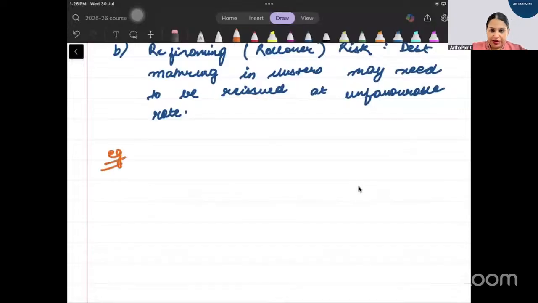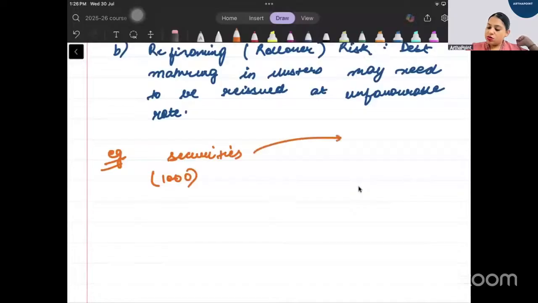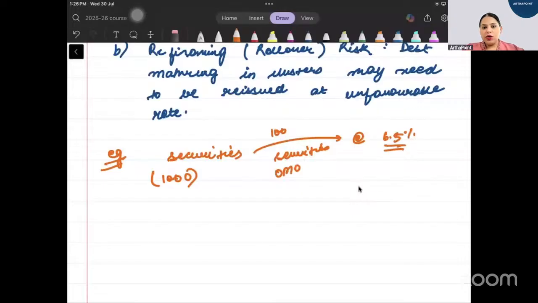Suppose the government has 1,000 securities maturing. Today, the government feels that I only need to raise some money from the public. So the government issues 100 securities through open market operation. And the government says that I will be giving you an interest rate of 6.5% on your securities. So when you buy these, I will return them to you with the 6.5% interest rate.